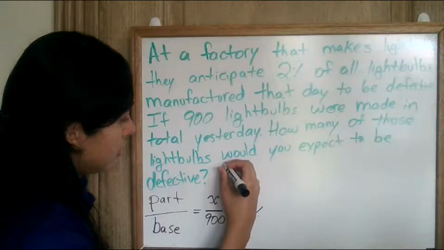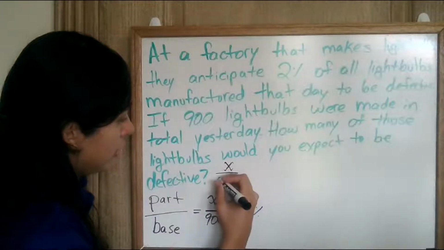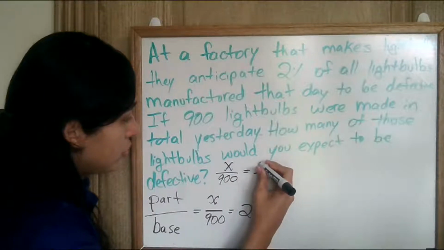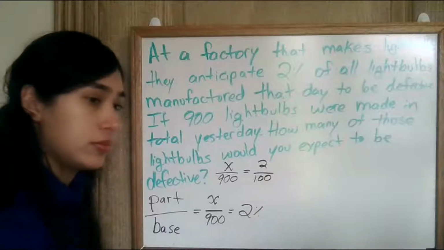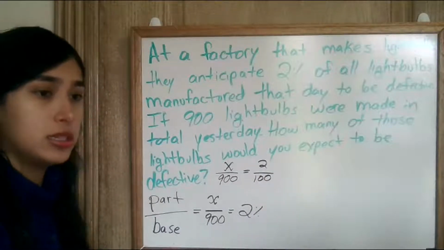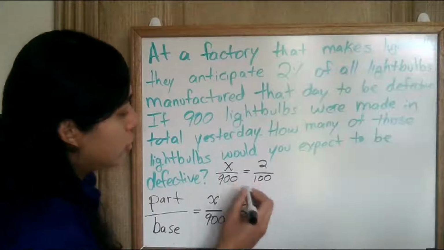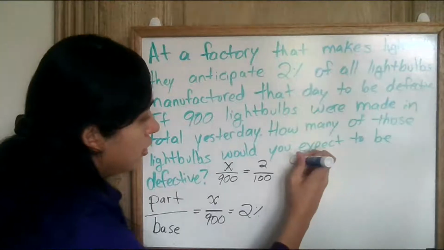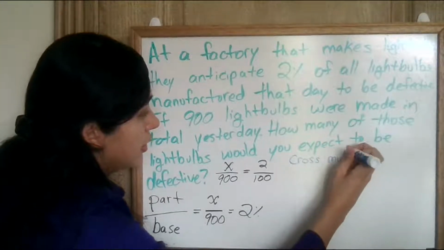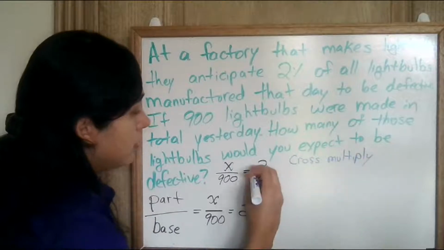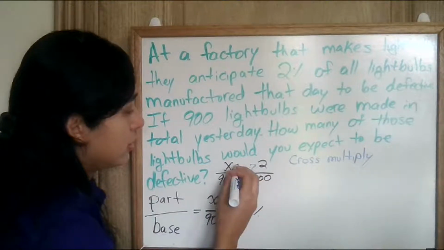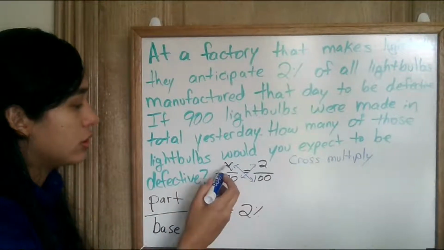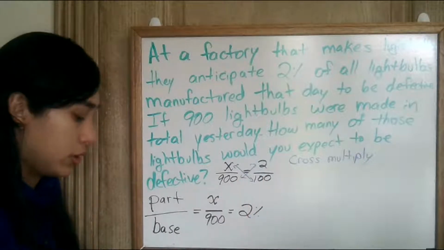So we have x over 900 is the same as 2 over 100. Simple enough, we know 2% is 2 out of 100. So we're going to go ahead and cross multiply at this point, and multiply this by this, and this by this. You're always going to multiply the top with the other bottom. So this top goes with this bottom, and this top goes with that bottom.